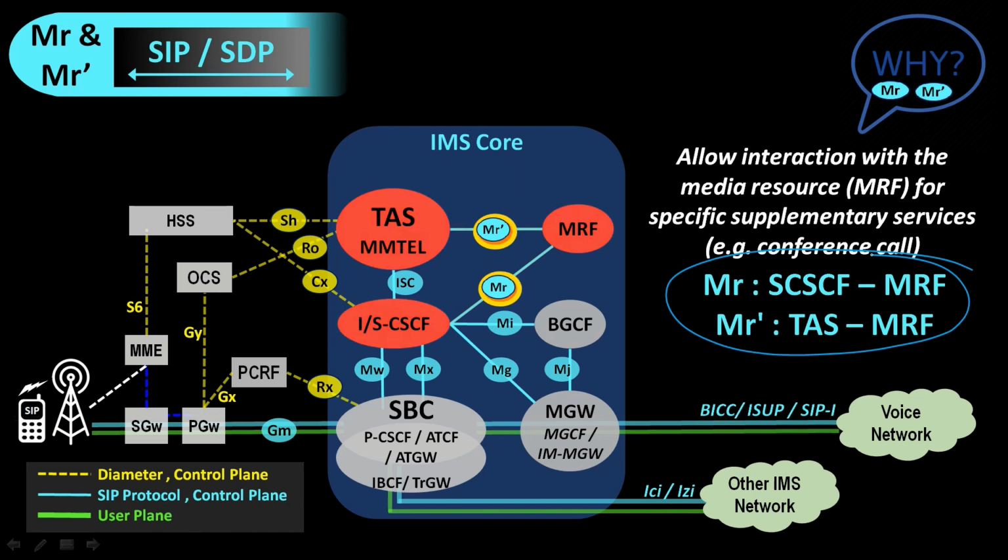There are two interfaces providing the MRF connectivity to SCSCF and TAS. The first one is the MR interface between the MRF and the SCSCF, which is also called the simple MR interface. The second one is MR apostrophe, which is an interface between the MRF and TAS.